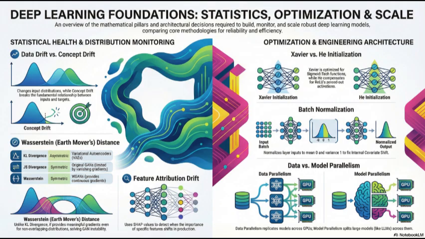Part 3, the transformer revolution. This is the big one. This is the architecture behind ChatGPT, Claude, Gemini. Basically, the entire generative AI boom we're living through right now is built on this foundation.